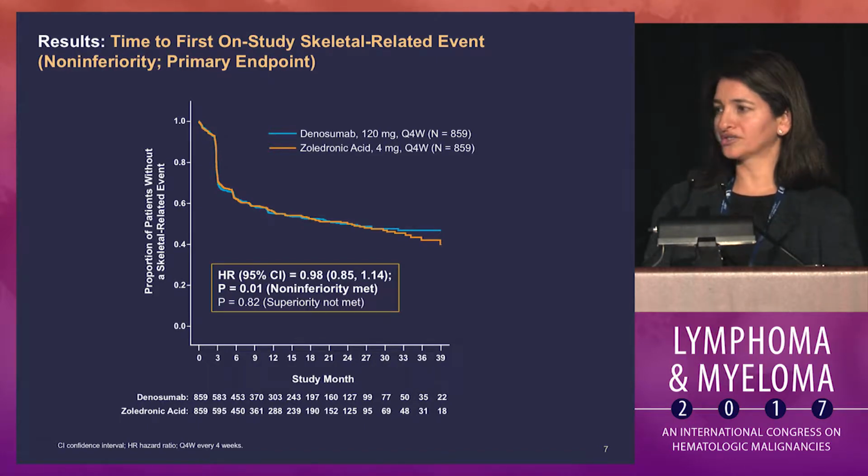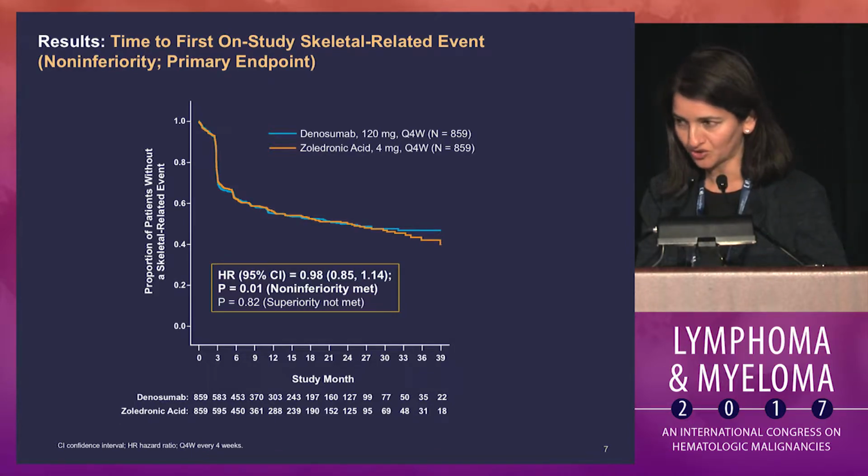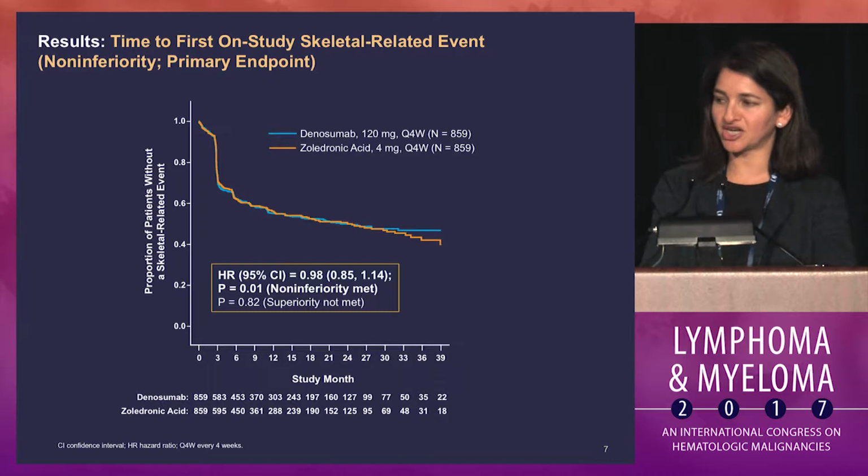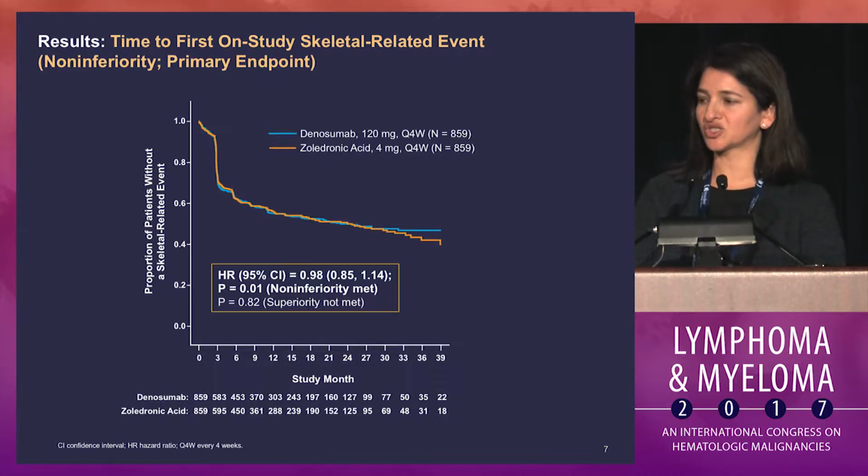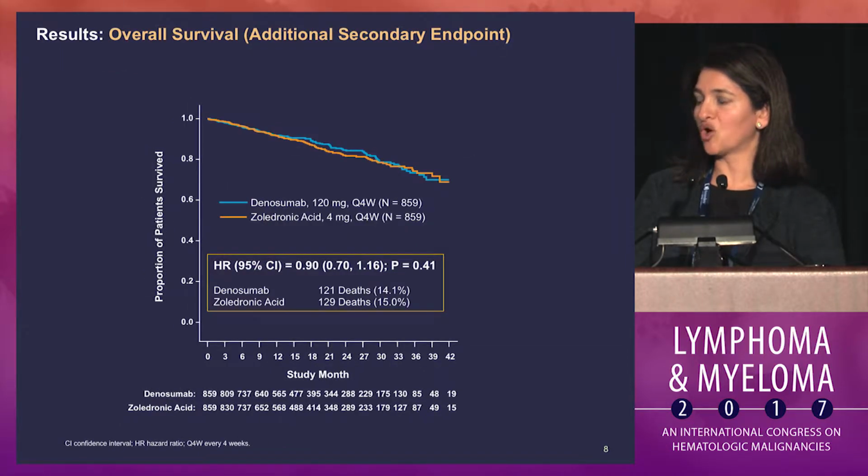This is the data on the skeletal-related events. The study was a non-inferiority study, and we met the primary endpoint of non-inferiority, suggesting that Denosumab was just as good as zoledronic acid in reducing skeletal-related events in multiple myeloma patients. We did not see any differences in overall survival, whether patients got Denosumab or zoledronic acid, suggesting that survival was also equivalent in these patients.